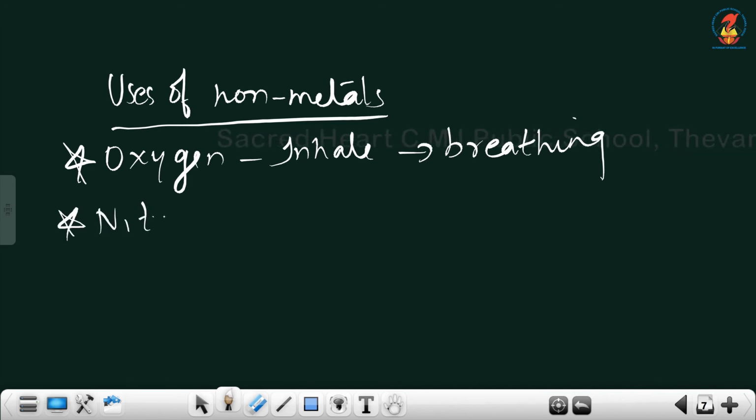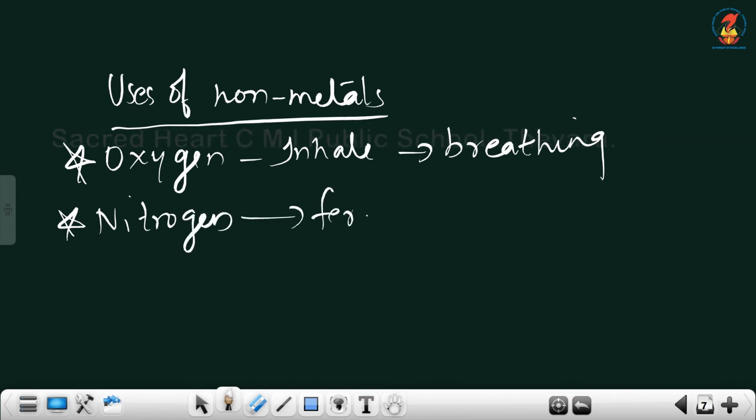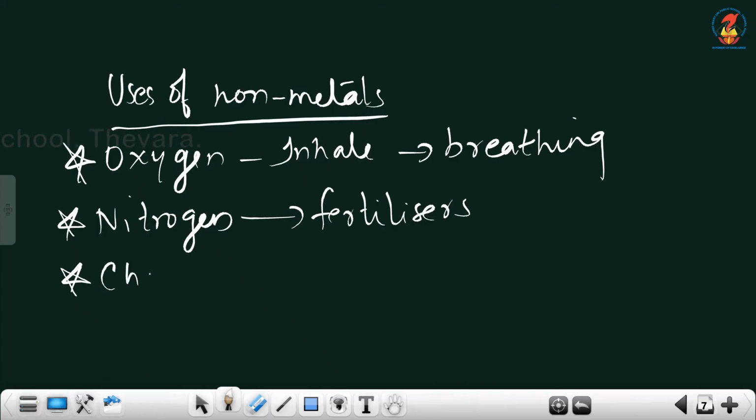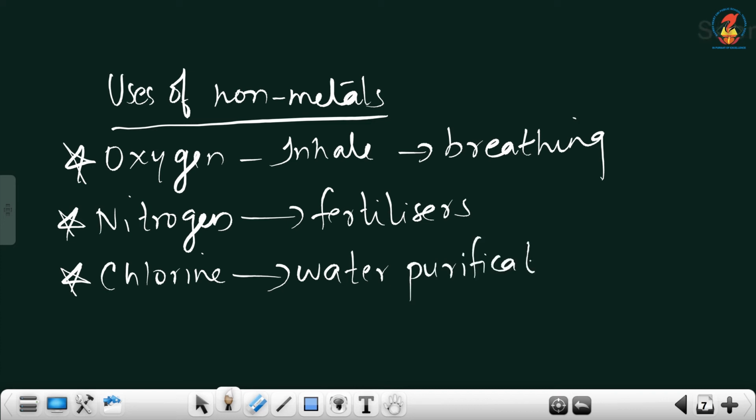Then nitrogen. Nitrogen is used in fertilizers to enhance the growth of plants. Nitrogen is a non-metal which is used in fertilizers to enhance the growth of plants. Then chlorine, another non-metal, chlorine. It is used in water purification process. Chlorine is a non-metal which is used in water purification process.